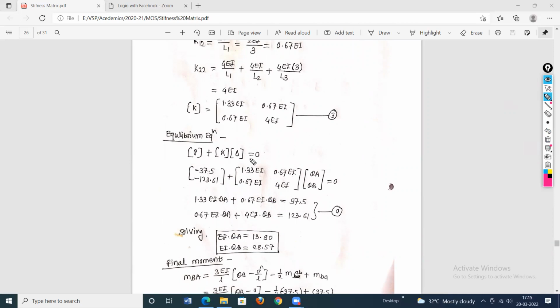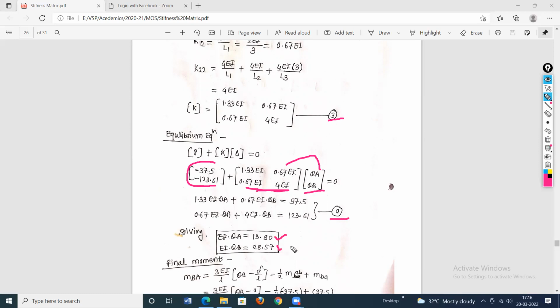Then go for the next step. Use the equilibrium equation to connect the 3 matrices. So load matrix plus stiffness matrix into delta matrix equal to 0. This is the load matrix from step number 2, equation number 2, this is the stiffness matrix, equation number 3, write as it is. And this is the displacement matrix, equation number 1, write as it is, equal to 0. Then do this multiplication and take this particular term to the right side, so it will change the sign of these values. So we get these 2 simultaneous equations. Solve these 2 simultaneous equations.